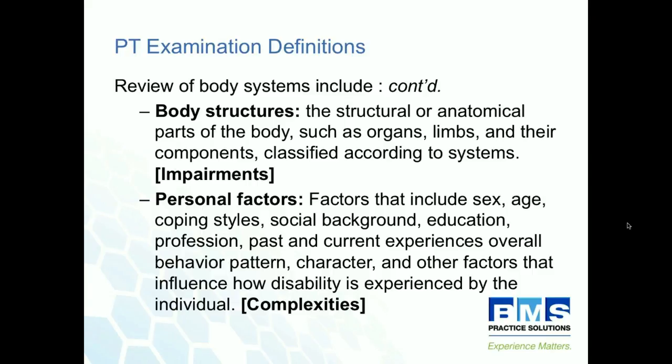The review of body systems also includes body structures, so structural or anatomical parts of the body, such as organs, limbs, and their components, classified according to systems. So this would be identification of impairments, things like range of motion, manual muscle testing, arthrokinematics around a joint, ability to move, motor planning, those types of things.